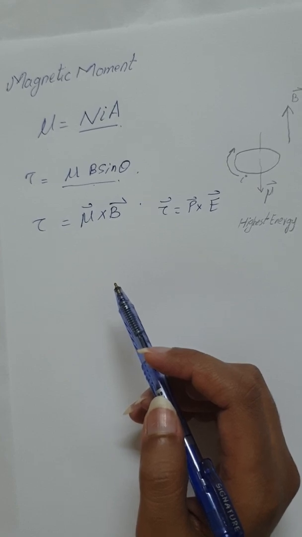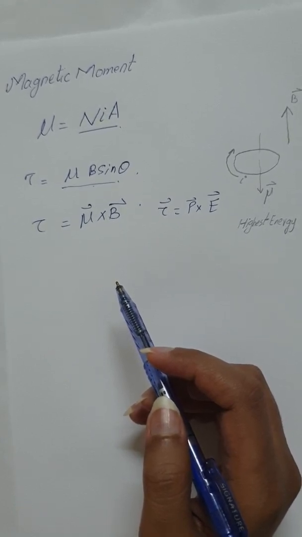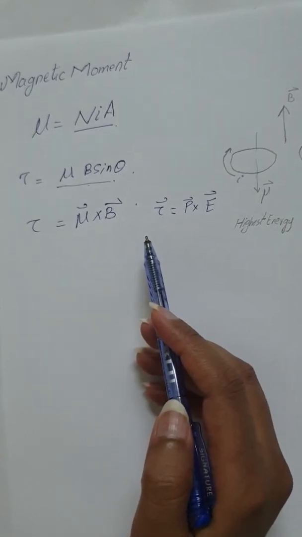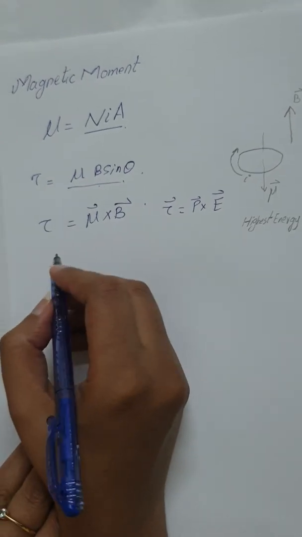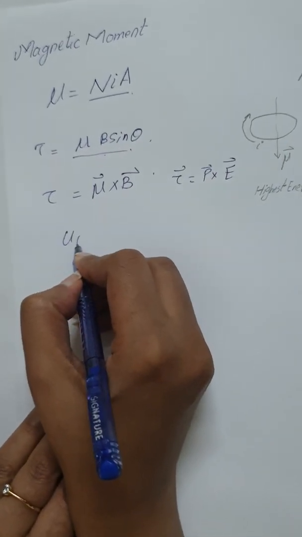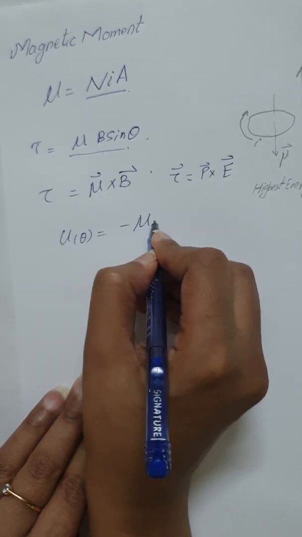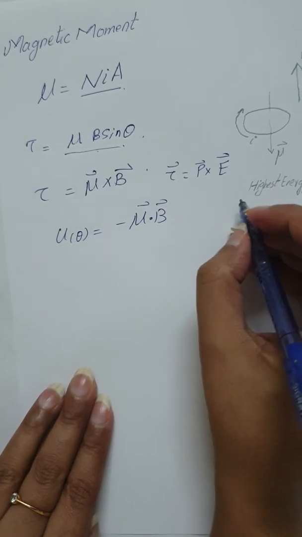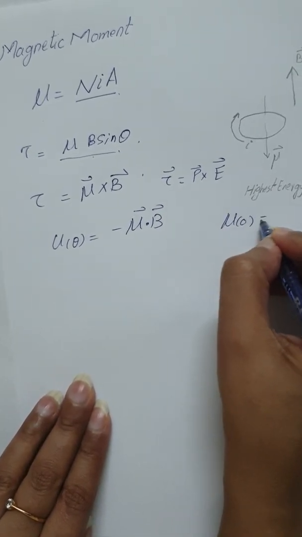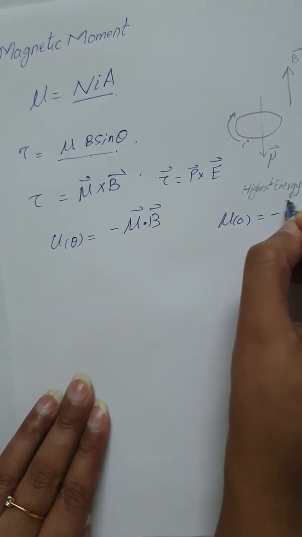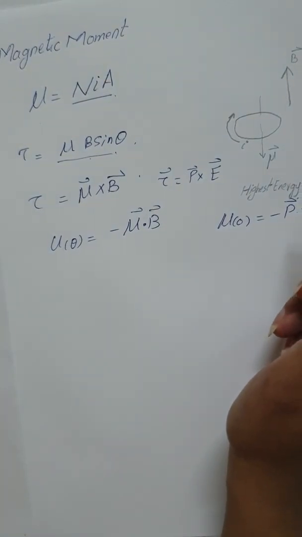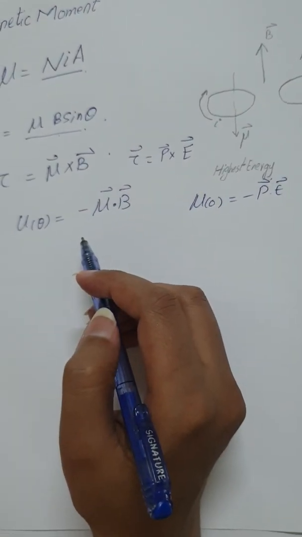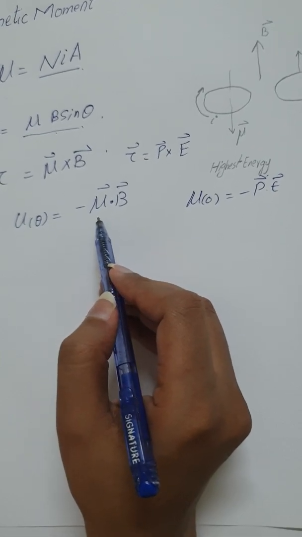So a magnetic dipole in an external magnetic field has an energy that depends on the dipole rotation in the field. So we can write that U theta is minus mu dot B. It is also in analogy with the electric dipole, where the energy was minus P dot E. So the energy due to the field is equal to the negative of the scalar product of the corresponding dipole moment and the field vector.